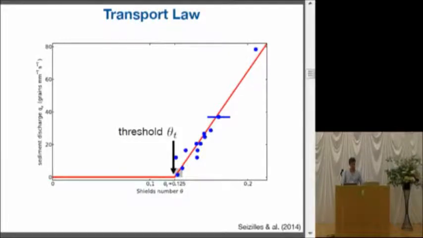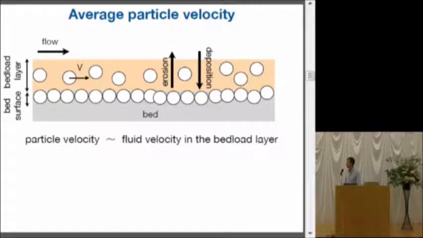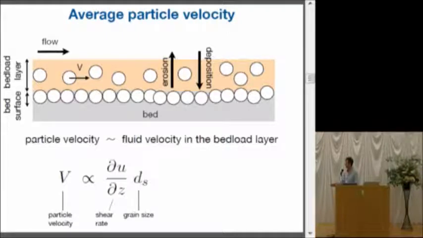Okay, so now that we have the thickness of the bedload layer, I'm going to say a few words about the average particle velocity. For a viscous flow, we expect that the particle velocity is going to scale as the fluid velocity in the bedload layer. Now, because the bedload layer is only one grain size thick, the fluid velocity in the bedload layer goes as the shear rate of the flow times the grain size. But in a viscous flow, the shear rate is proportional to the shear stress, which is proportional to the Shields stress. So we end up with the following prediction: the particle velocity should scale as the Shields stress times the settling velocity.